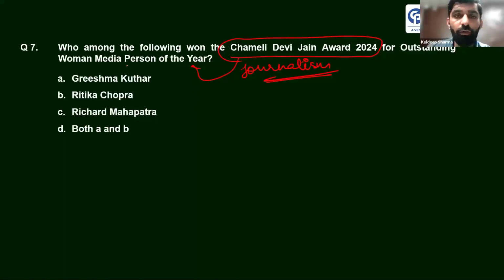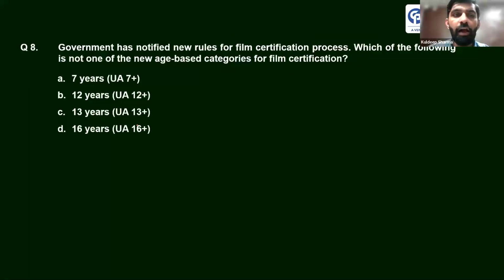Yesterday only, this award was given to women media persons of India. So you have to tell me who has been awarded this. I've given you four options: Grishma Kuthar, Ritika Chopra, Richard Mahapatra, or both A and B. So the answer here would be D, both A and B. Grishma Kuthar and Ritika Chopra of Indian Express have been given the Chameli Devi Jain Award for Outstanding Women Media Person of the Year. Next question.